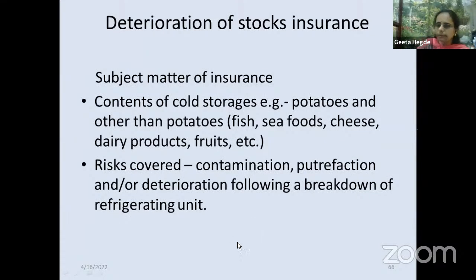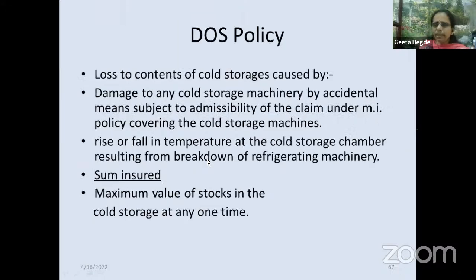Understand the policy. Now, when will this happen? It will happen when there is an admissible claim covering the cold storage machine. When there is damage to the cold storage machine, there will be a rise or fall in the temperature in the cold storage chamber, resulting from breakdown of the refrigerating machine. Now, the sum insured will be the maximum value of stock in the cold storage.